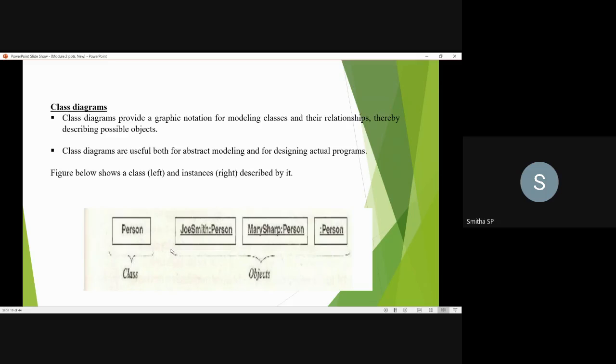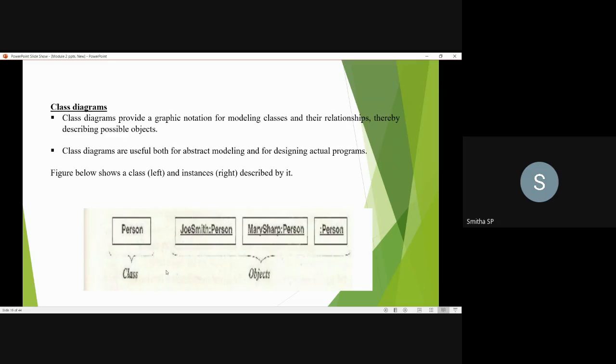Here you can see that person is a class, whereas Joe Smith is an instance of the class person. That is, Joe Smith is an object of the class person. Mary Sharp is also an object name and person is the class. In the same way, if you are representing only a class, it will be represented likewise, with person as the class and these as the objects.